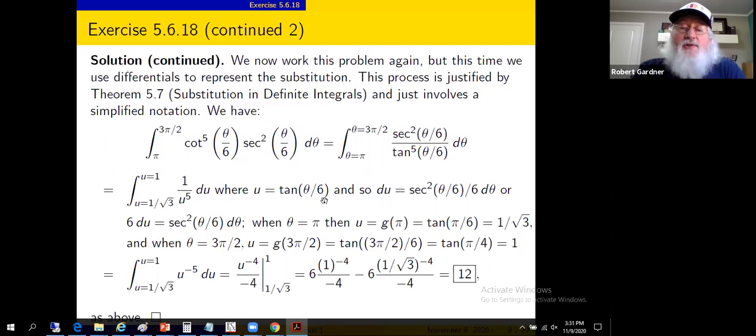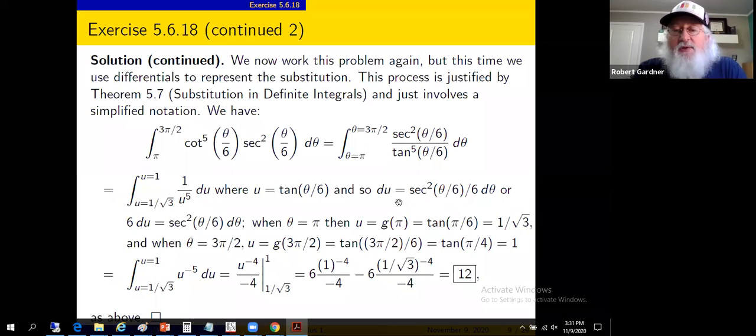Let's let u equal tangent of theta over 6, just like before. Then du is secant squared of theta over 6 times 1/6 d theta, almost like before. The only difference is before this was g prime of theta, and now it's a differential du. I prefer this. It's a more streamlined way to deal with it, and you see things balance a little better. We had to stick a 1/6 in before. That'll be taken care of with the differentials here in just a second.